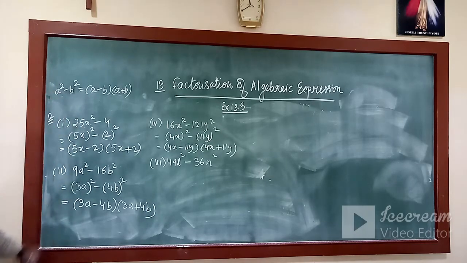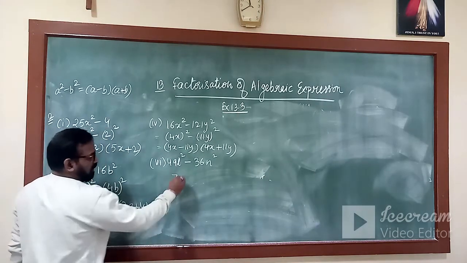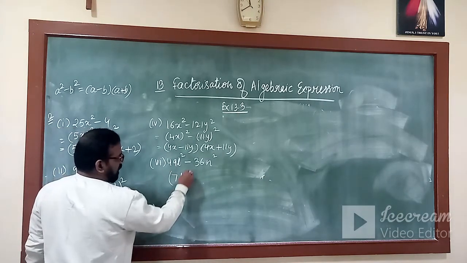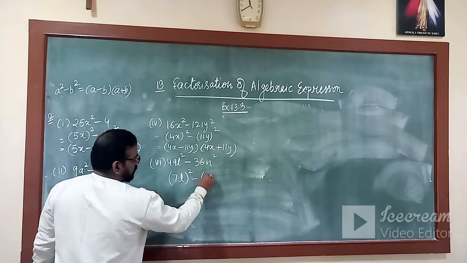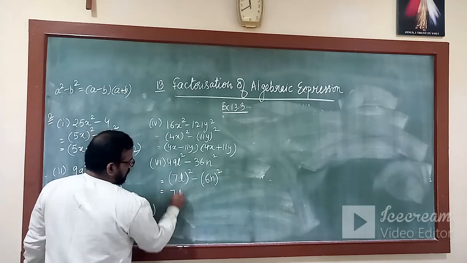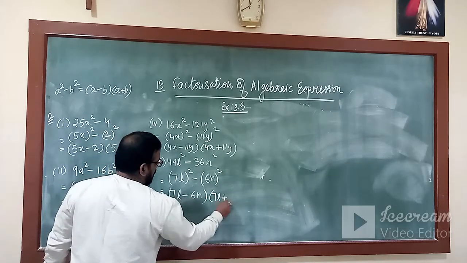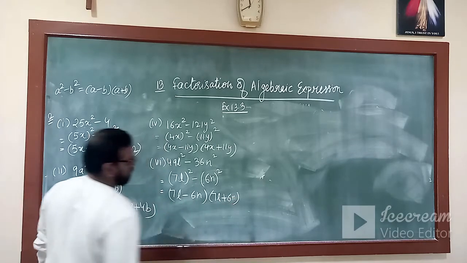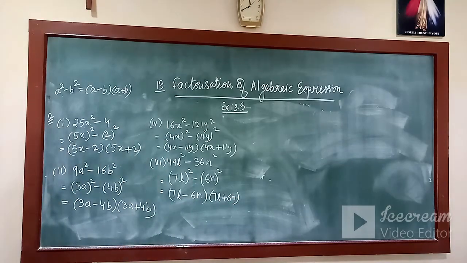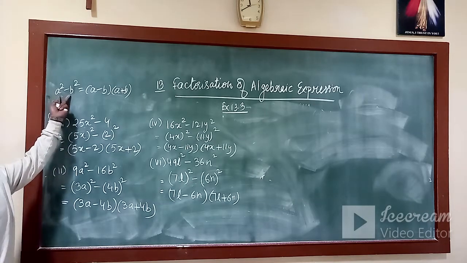between these two terms. So 49 is the square of 7, L square is the square of L, then it is the square of 6, so it becomes 7L minus 6n and 7L plus 6n. Okay, so we have used this, and for using it we should keep this identity in our mind.